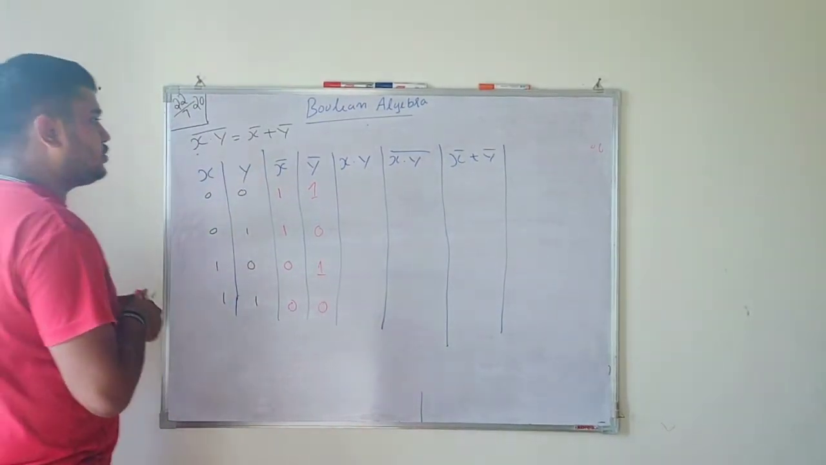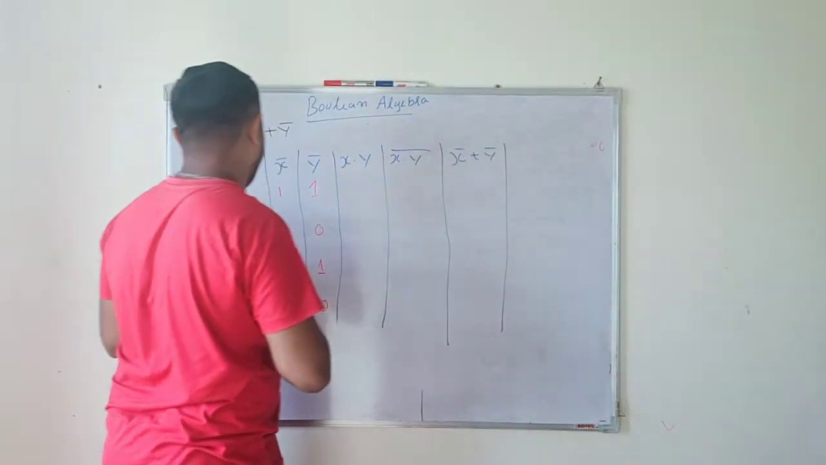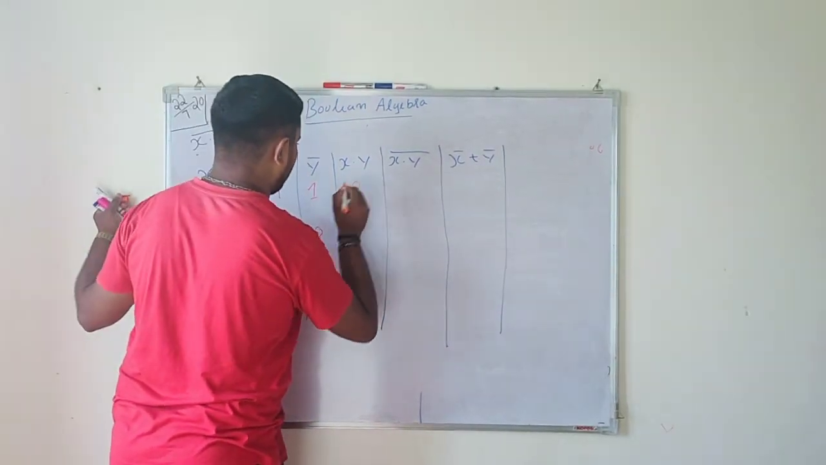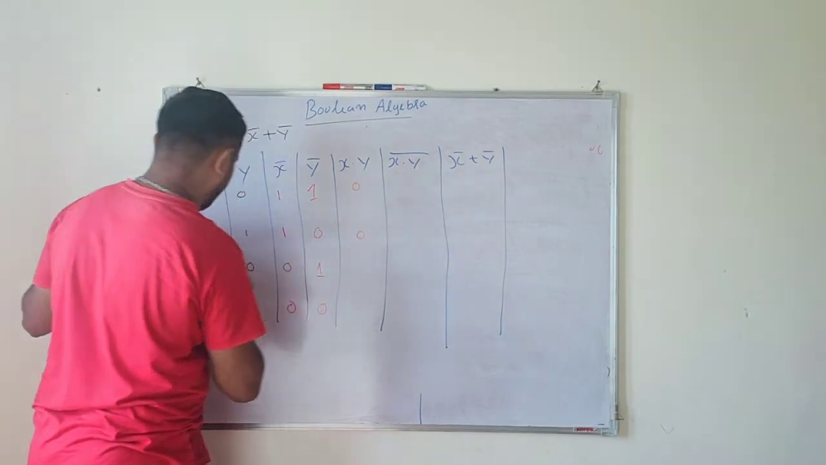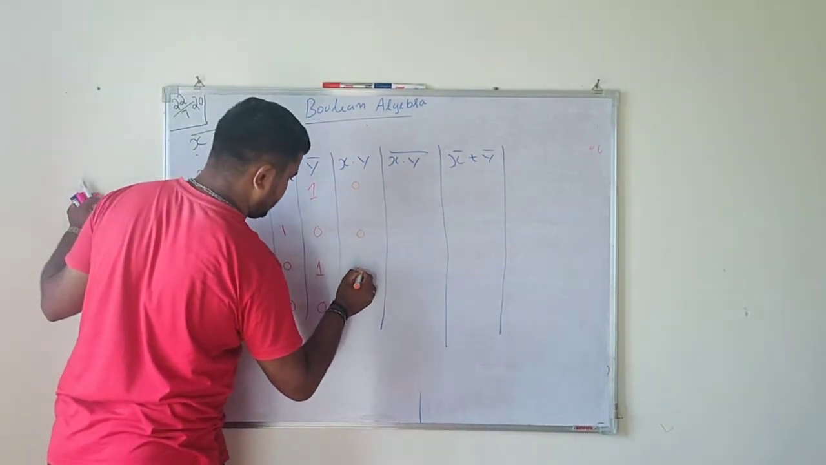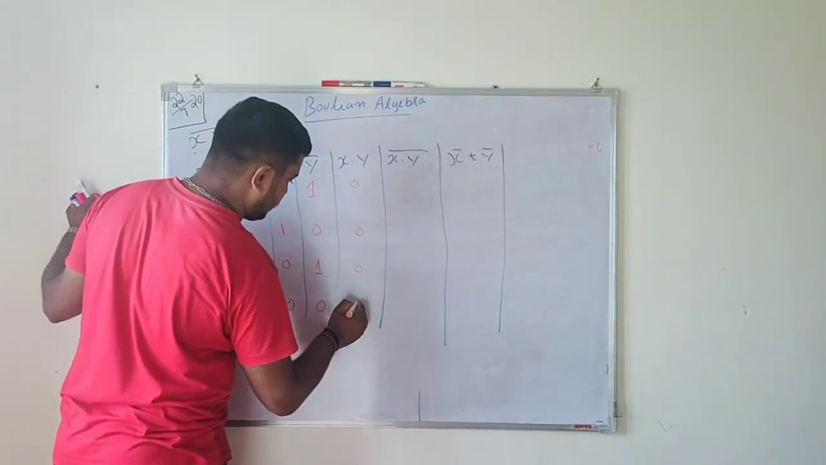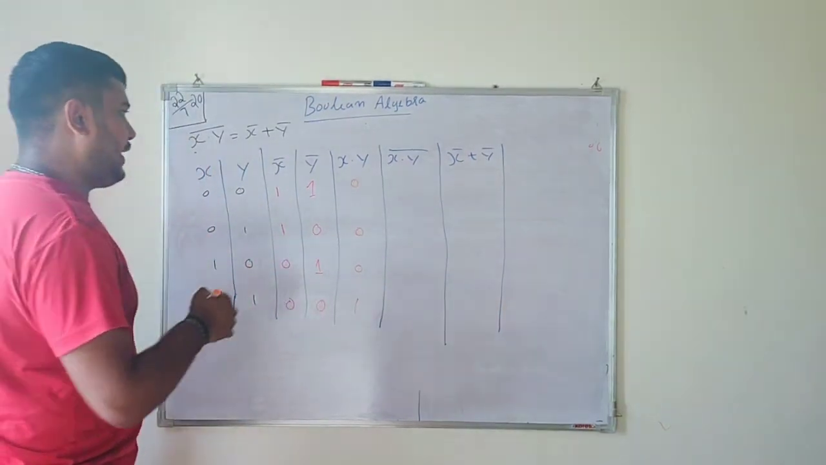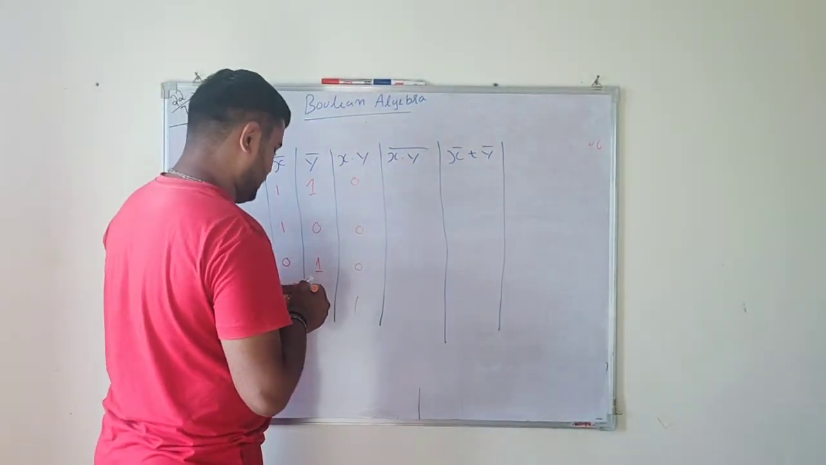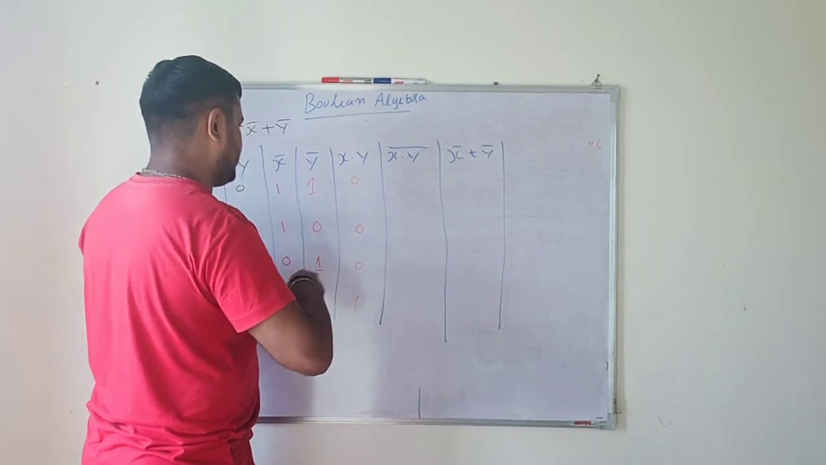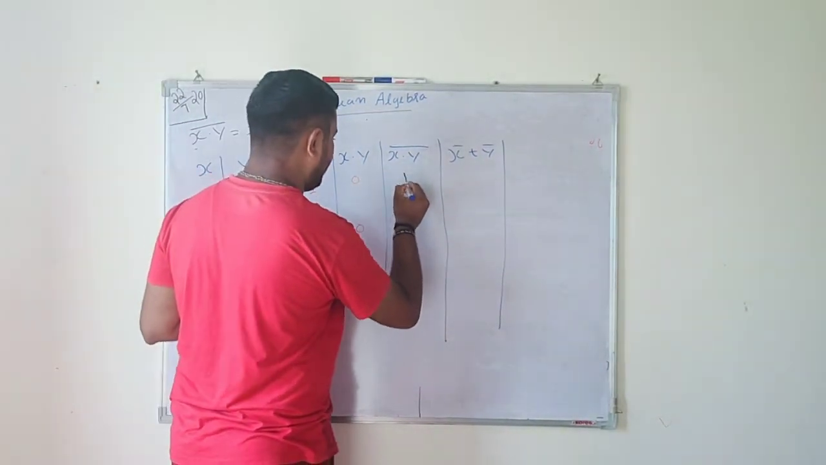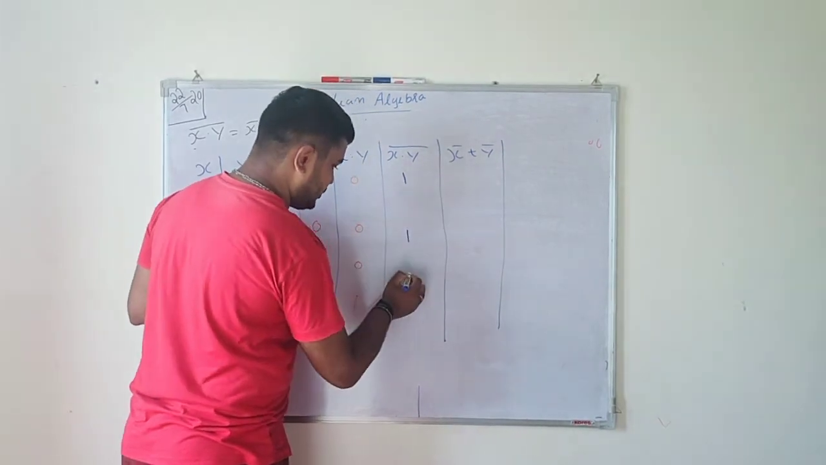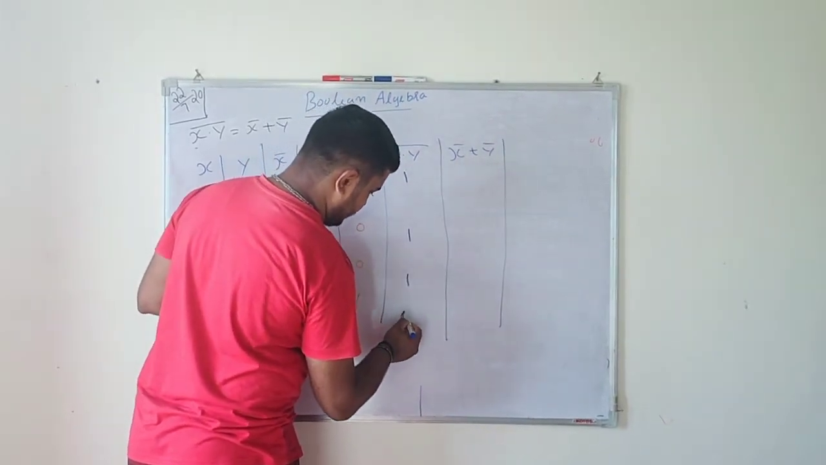Next x into y. What will we do for x into y? So 0 into 0 is 0. Okay. 0 into 1 is 0. 1 into 0 is 0. 1 into 1 is 1. Okay. Now x into y whole bar, we complement x into y. So 0 gives 1, 0 gives 1, 0 gives 1, 1 gives 0.